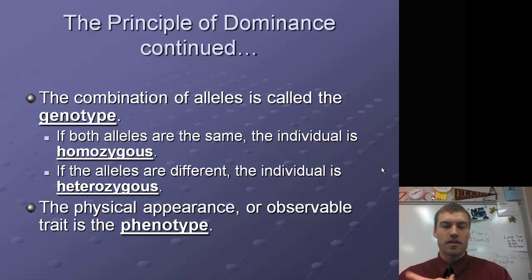And then the physical appearance, or what you look like, that is the phenotype. So if my genotype is big T, then my phenotype would be tall. If my genotype was little t little t, then my phenotype would be short.